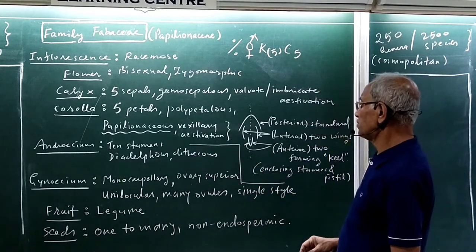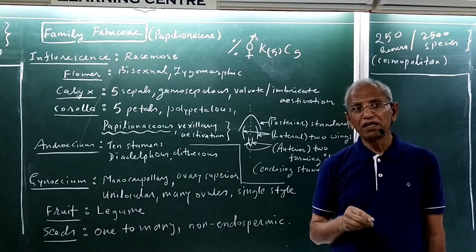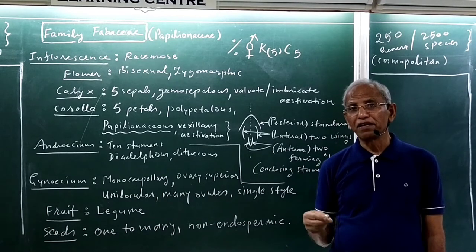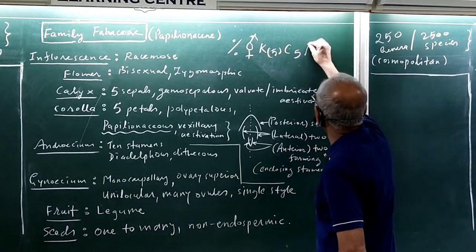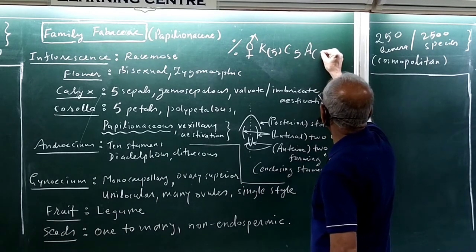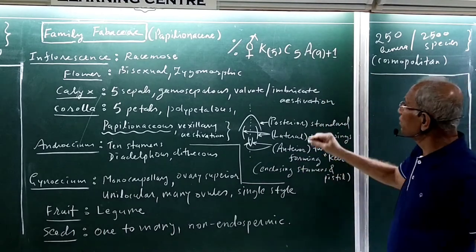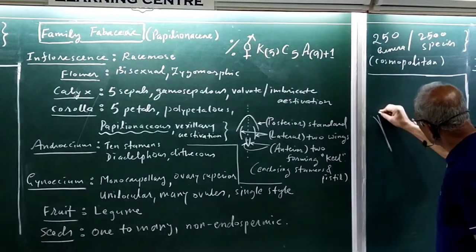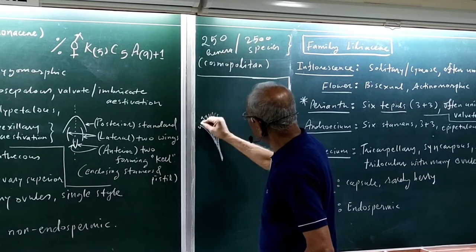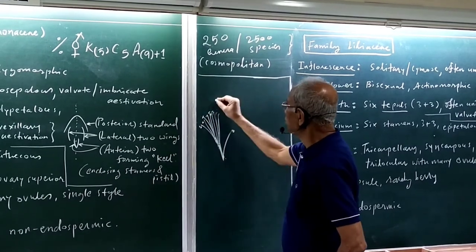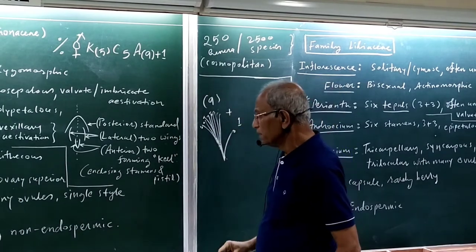Androecium, ten stamens, diadelphous. Do you remember what is diadelphous? Do you know what is adelphous? Monoadelphous, diadelphous, polyadelphous. You should refer back to the morphology lesson. So, androecium, it is actually 9 stamens together and 1 stamen free. 9 plus 1 condition. 1, 2, 3, 4, 5, 6, 7, 8, 9 together. These are the stamens, and 1 stamen is free. So this is 9 because they are united, written like this, plus 1. So 9 plus 1.